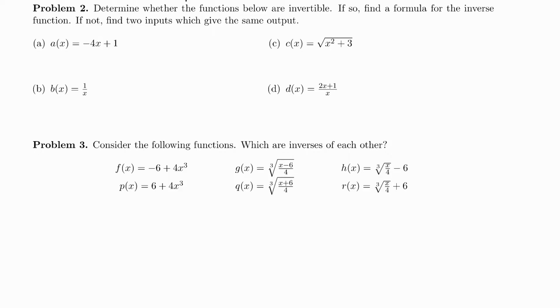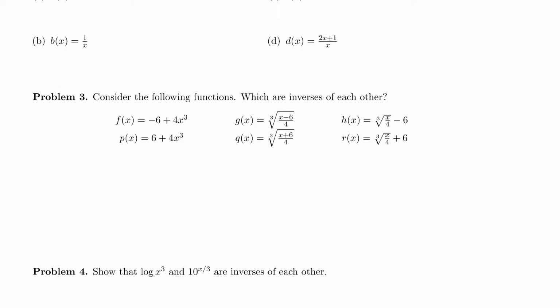Okay, so I'm going to go on to a new page for this. So part A. The function is a of x equals negative 4x plus 1. Okay. So how do we find a inverse of x?